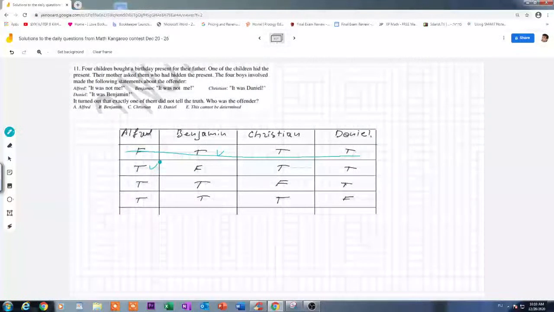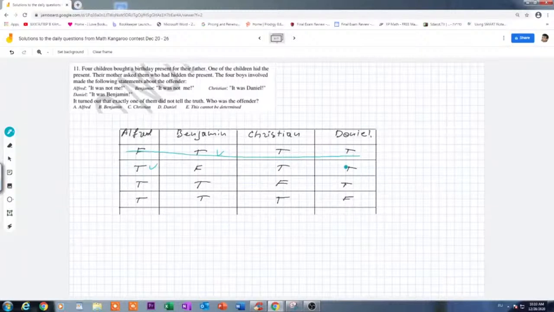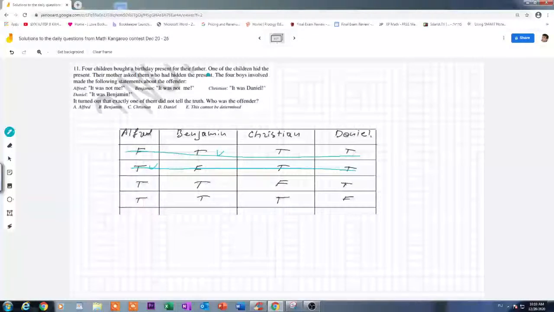Christian said it was Daniel, so it means Daniel hid the present. And Daniel said it was Benjamin, and it means that Benjamin hid the present. So now again we have 3 children who hid the present. So again, this scenario is not possible. We know that only one child, it says here, hid the present.